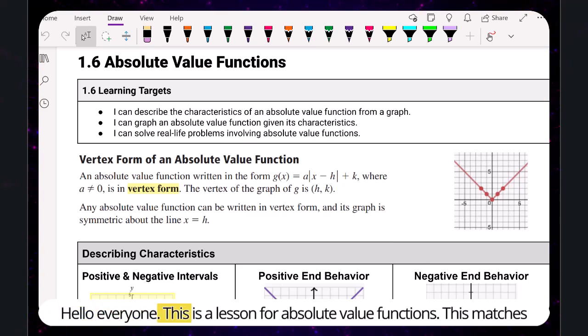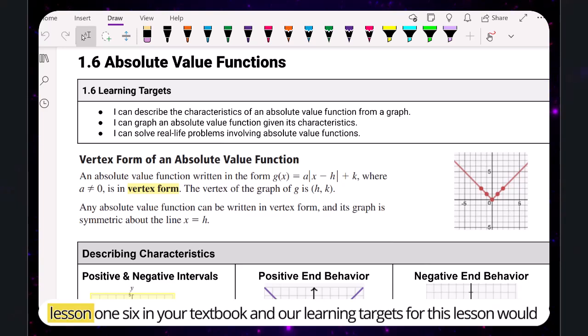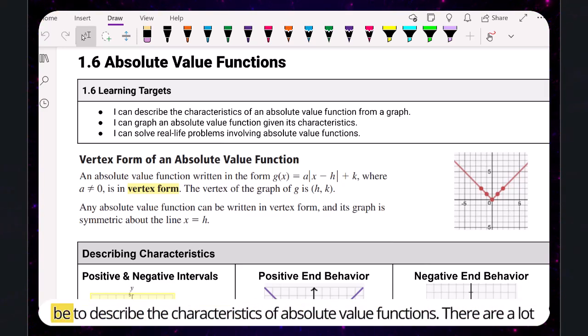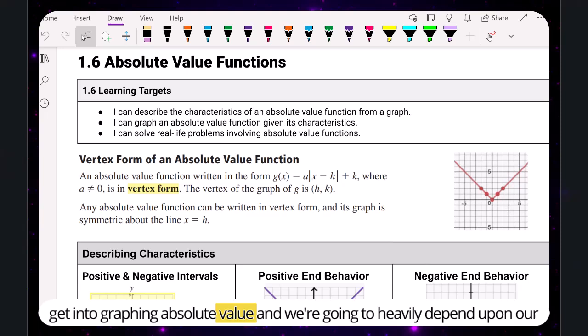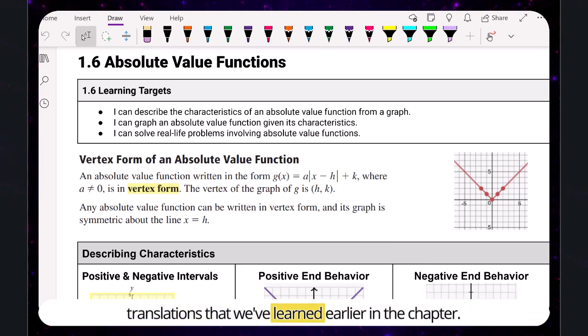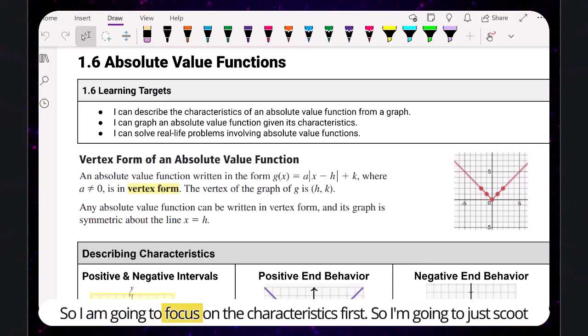Hello everyone, this is a lesson for absolute value functions. This matches lesson 1.6 in your textbook, and our learning targets for this lesson would be to describe the characteristics of absolute value functions. There are a lot of new characteristics we will be talking about today, and then we are going to get into graphing absolute value, and we're going to heavily depend upon our translations that we've learned earlier in the chapter. So I'm going to focus on the characteristics first.